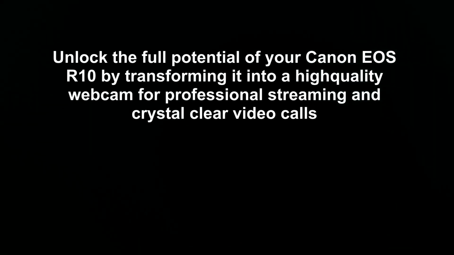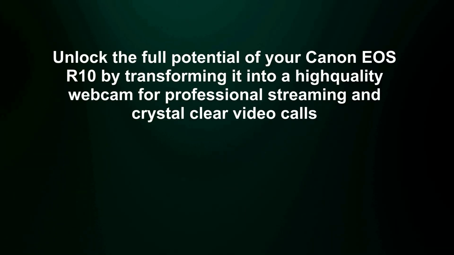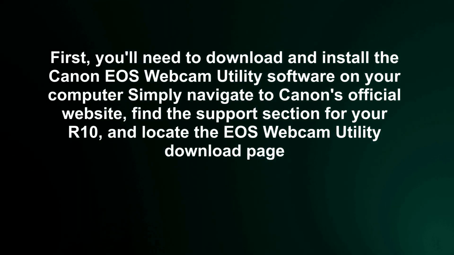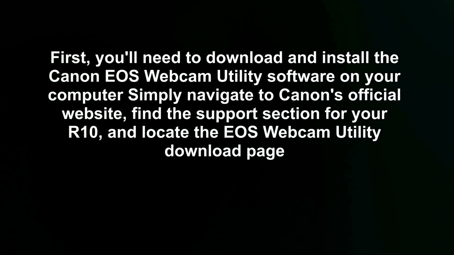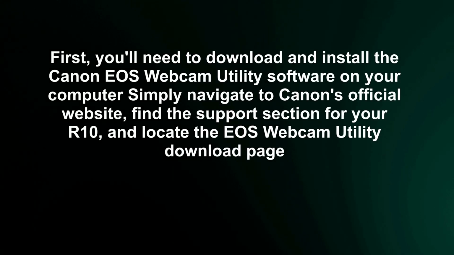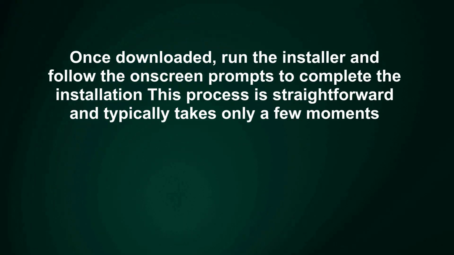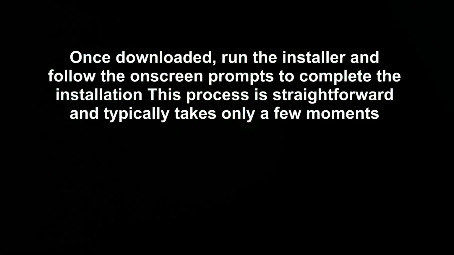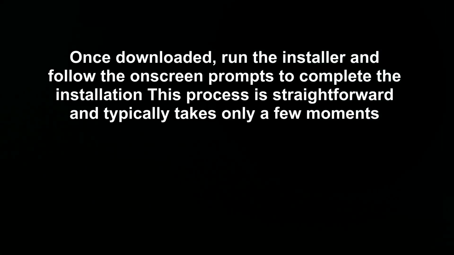Unlock the full potential of your Canon EOS R10 by transforming it into a high-quality webcam for professional streaming and crystal-clear video calls. First, you'll need to download and install the Canon EOS Webcam utility software on your computer. Simply navigate to Canon's official website, find the support section for your R10, and locate the EOS Webcam utility download page. Once downloaded, run the installer and follow the on-screen prompts to complete the installation. This process is straightforward and typically takes only a few moments.